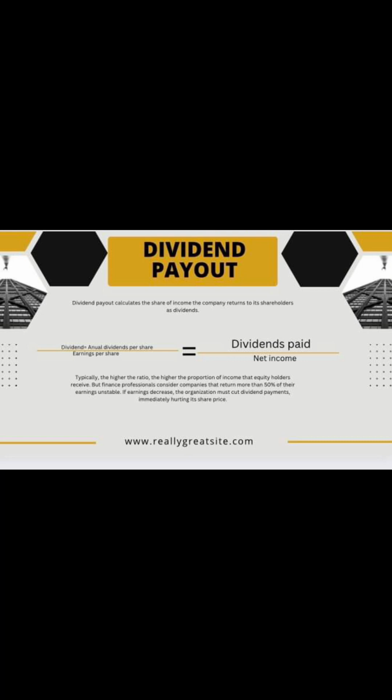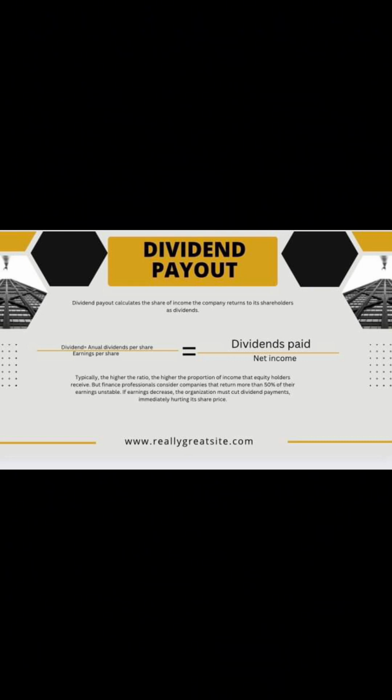So, dividend payout calculates the share of income the company returns to its shareholders as dividends. Dividend payout equals annual dividends per share over earnings per share, which equals dividends paid over net income. Typically, the higher the ratio, the higher the proportion of income that equity holders receive. But finance professionals consider companies that return more than 50% of their earnings unstable.